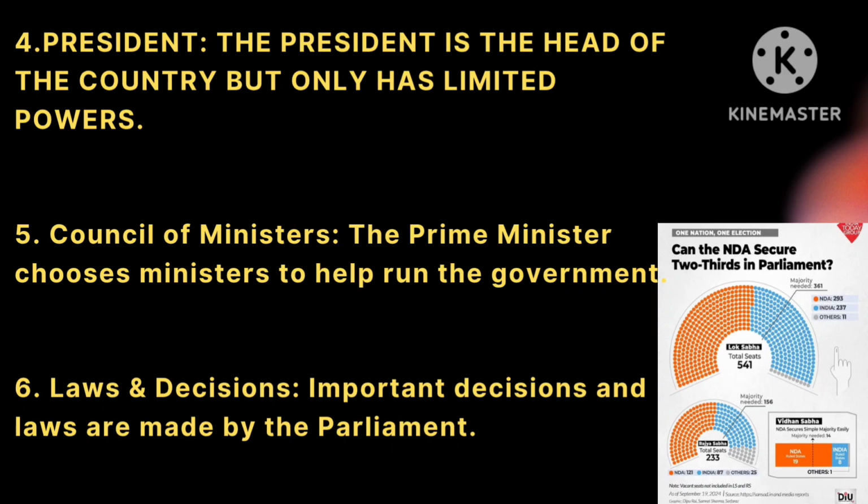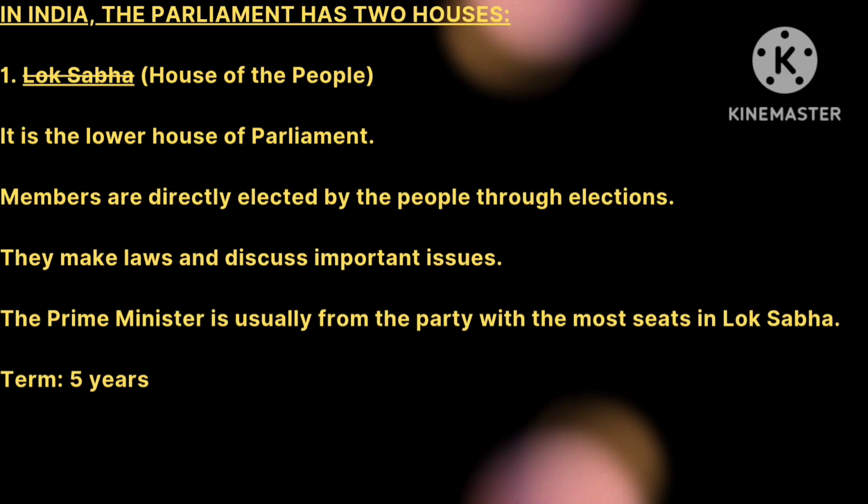Council of Ministers: the Prime Minister chooses ministers to help run the government. Laws and decisions: important decisions and laws are made by the Parliament. In India, the Parliament has two houses. Lok Sabha, the House of the People. It is the lower house of Parliament.